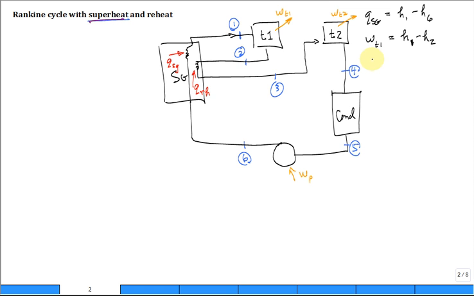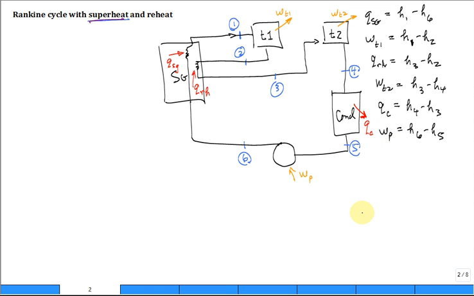And then Q reheat, that's going to be H3 minus H2. And then work of the second turbine will be H3 minus H4. And Q out of the condenser, I should draw that right here. Q out of the condenser, the direction is out so that we have a positive quantity following the notation of the textbook. It's H4 minus H3, and then the work of the pump is going to be H6 minus H5.